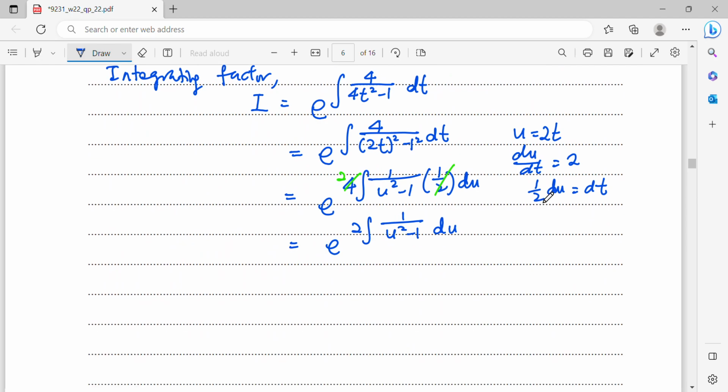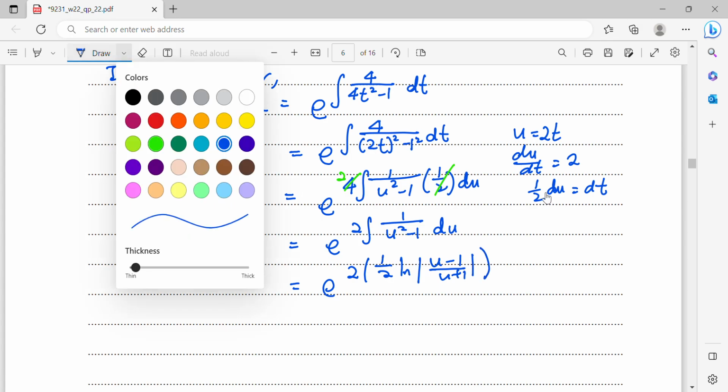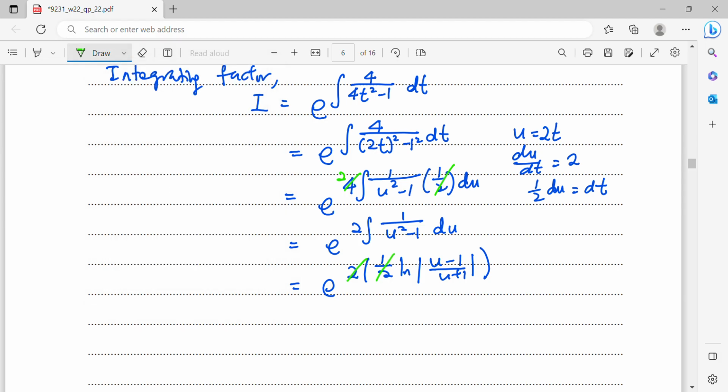So I will be getting e to the power of 2, then 1 over 2 ln of u minus 1 over u plus 1. Okay, and again, the 2 can be cancelled off. Now, when you have e to the ln, basically it can be cancelled off, which means you are just getting u minus 1 over u plus 1. Okay, now, of course, you have to change back.